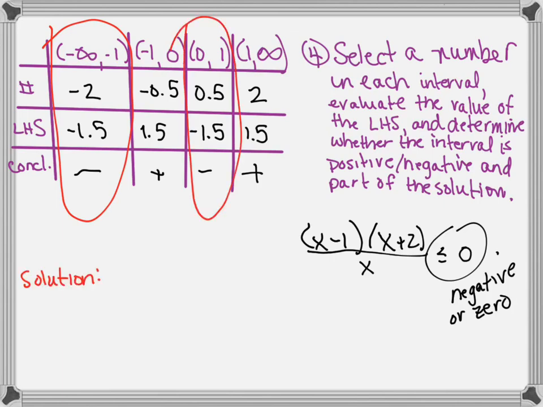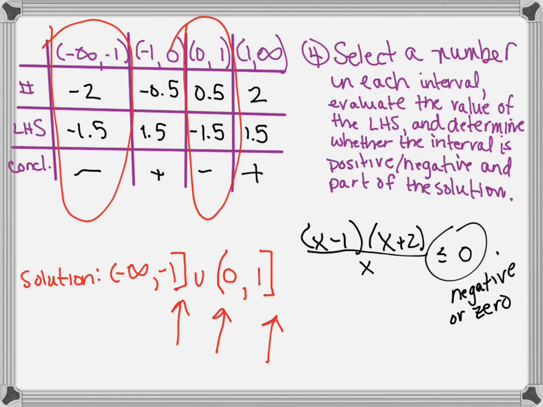My solution, I can write as negative infinity to negative 1, but I'm including zeros. Is negative 1 a 0 or an undefined? It is a 0, so I will include it and square it off. Union 0 to 1. But is my 0 a 0 or an undefined value? It's undefined, so I do not include it. So it stays as a curved parenthesis. And it goes up to 1, but 1 is a 0, so it's included.